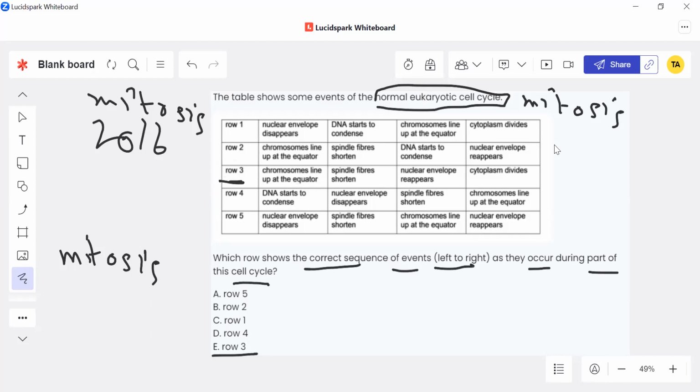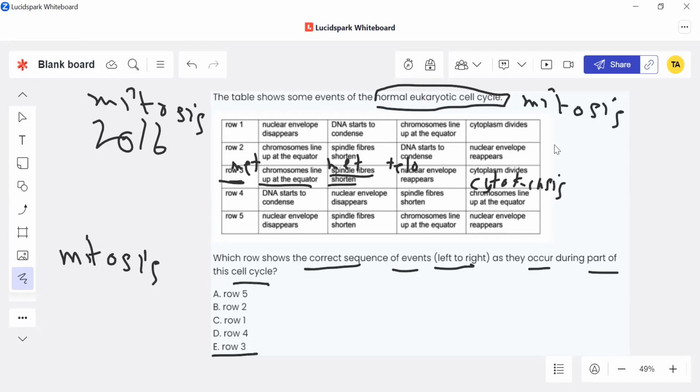So step 1, chromosomes line up at the equator. This is called metaphase. And then spindle fiber shortens. Yes, this also happens in metaphase. And then nuclear envelope reappears. This happens in telophase. And then the cytoplasm divides. This is cytokinesis. So this seems like right because it's following the right sequence. So metaphase, then telophase, then cytokinesis. Yes, it's not in sequence as in that you're skipping anaphase, but the sequence is right.